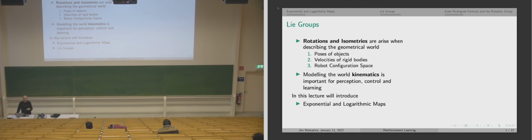Then we're going to introduce Lie groups. As I said, it's just a differential manifold with a bunch of axioms, these axioms being the group axioms. And then we're going to talk about the rotation group in much more detail. Especially, we're going to look at the structure of the exponential map of the rotation group, and that is the Euler-Rodrigues formula.